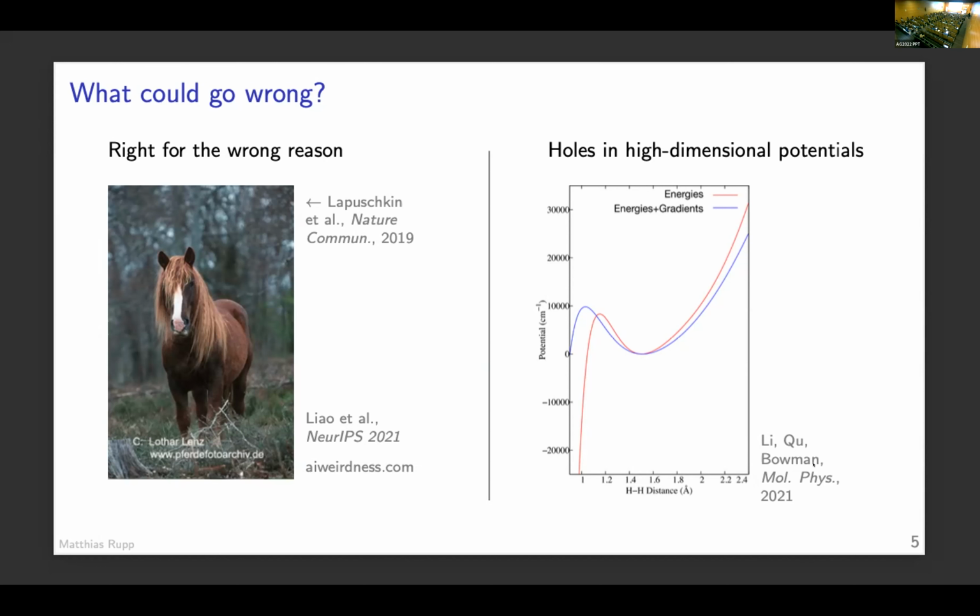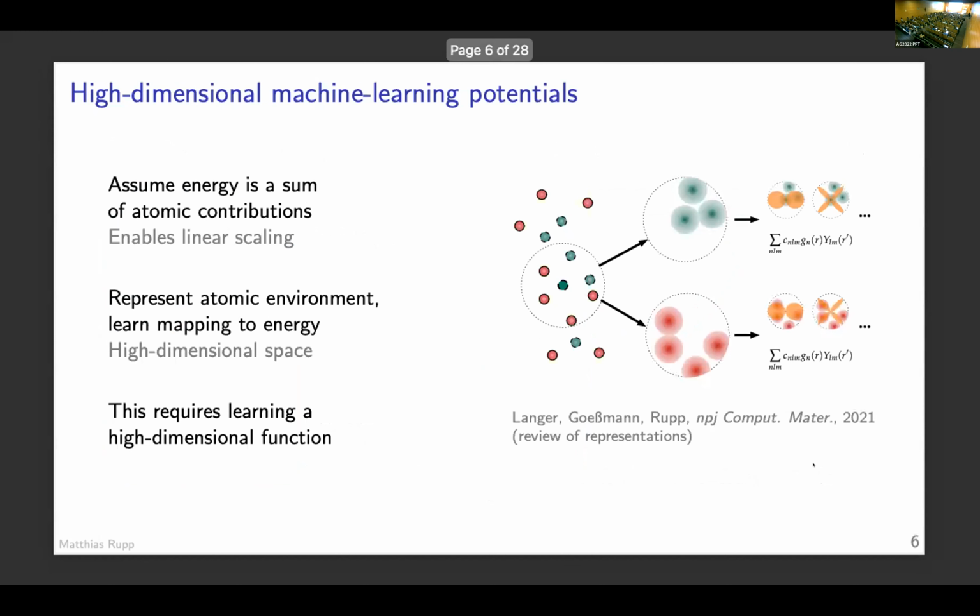But I think I even have it on the next slide. Yes, sorry, I have a slide on that. So, right, you have an atom in its local environment, and you map this, for example, using a density expansion, like a smooth overlap of atomic positions or atomic cluster expansion. And this is your input, and you map vectors from that high-dimensional space to your atomic energy contributions. But this requires learning a high-dimensional function.